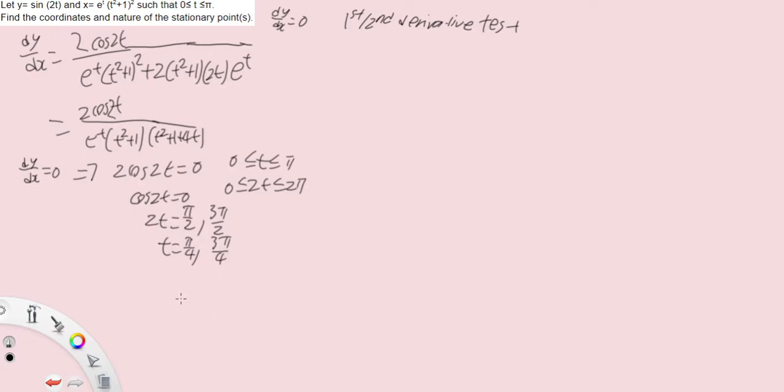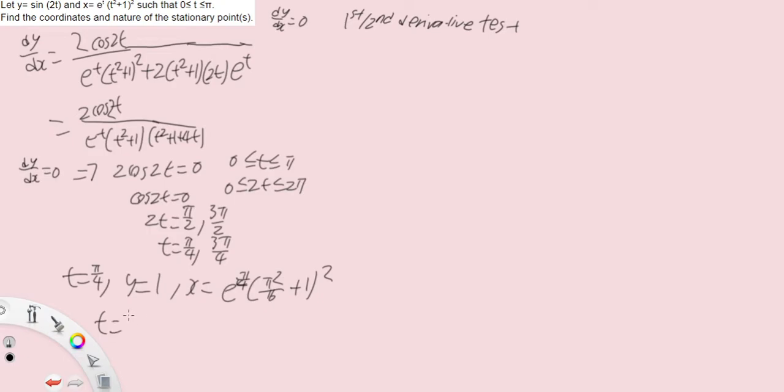We have two stationary points, but we want to find the coordinates, right? The x and y coordinates and the nature of the stationary point. So we know that this is our stationary point. Now it's time to find the nature. Nonetheless, we want to find the coordinates first. So we have t equals pi over 4, y equals sine pi over 2, which is 1, x equals e to the power of pi over 4, bracket pi squared over 16. So be careful, pi over 4 whole thing squared is pi squared and then 4 squared in the denominator. So that will be it.